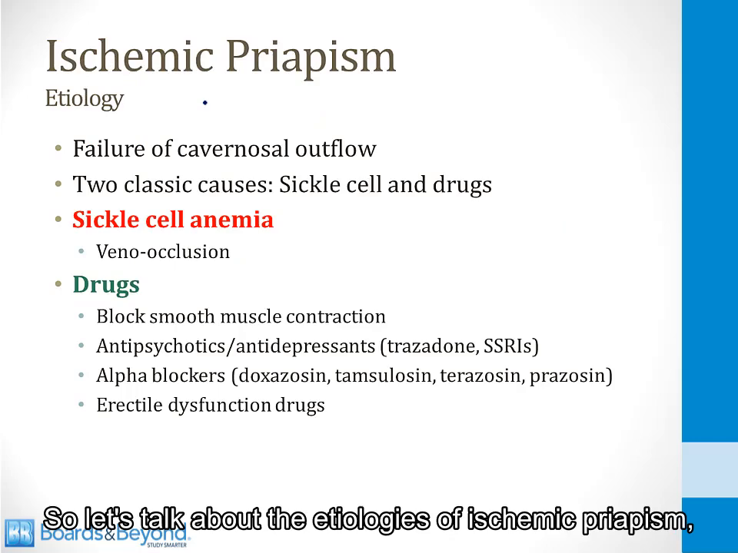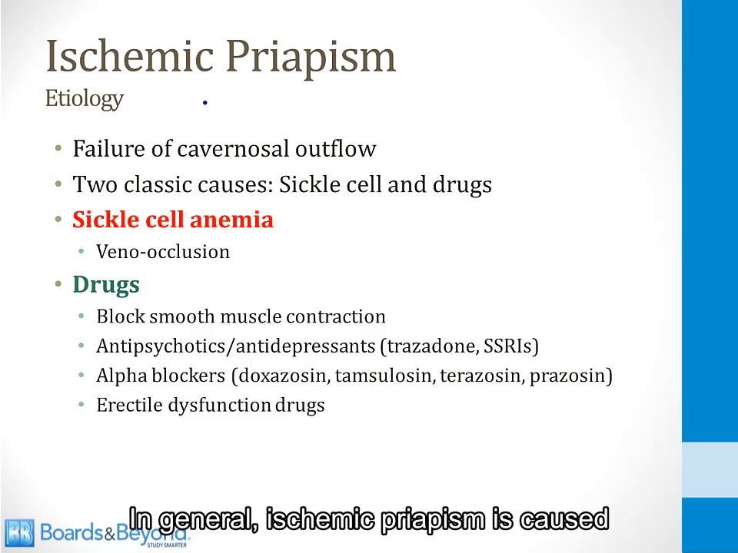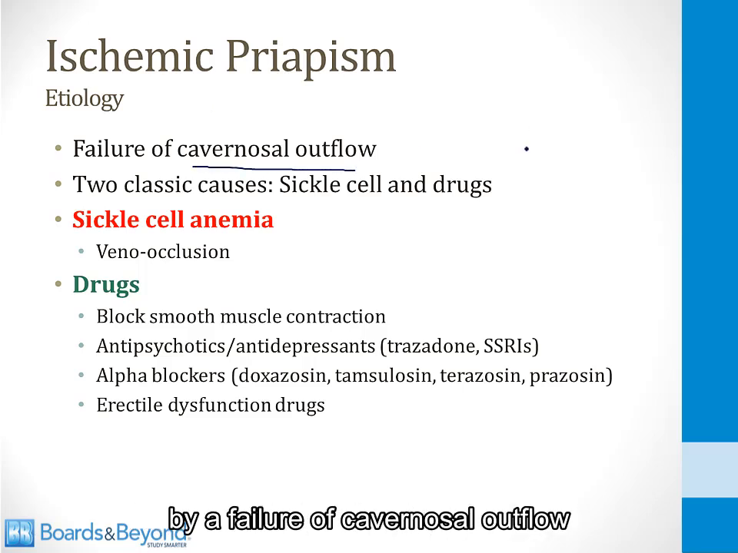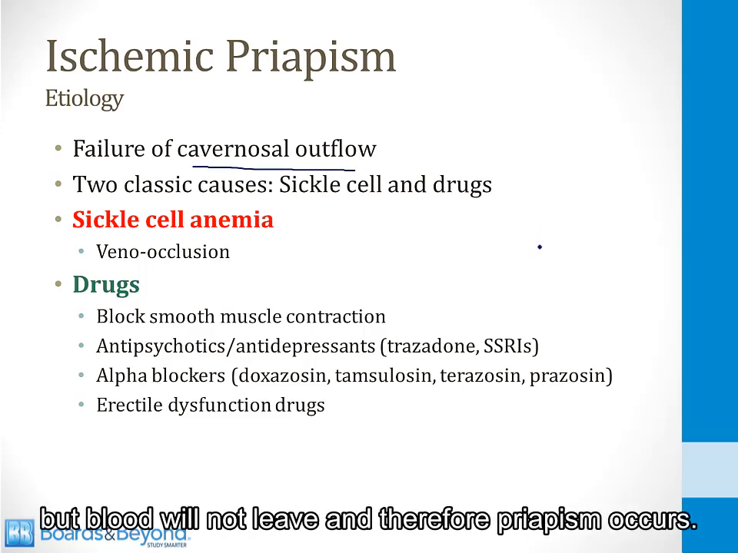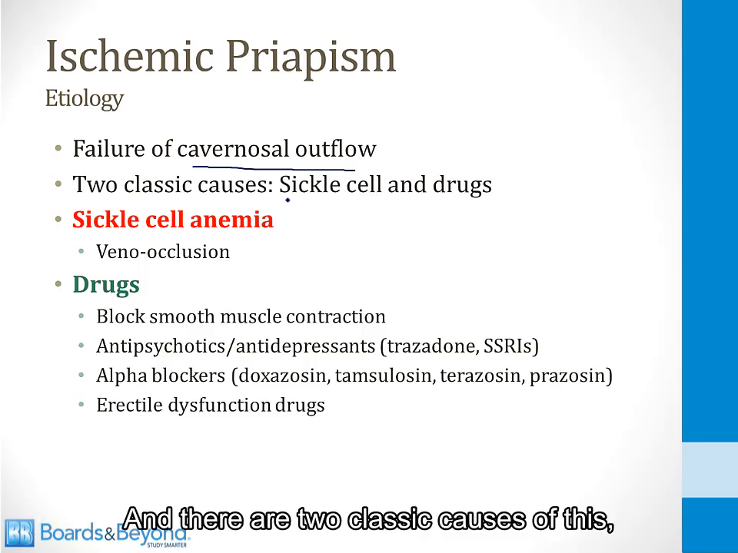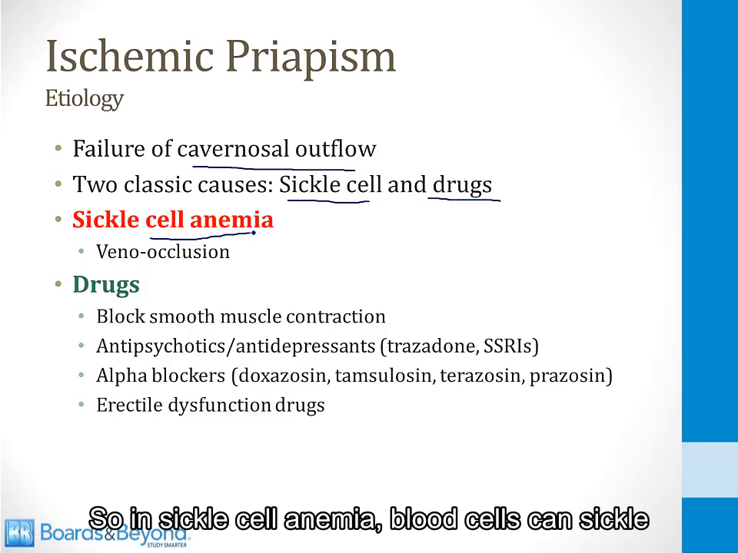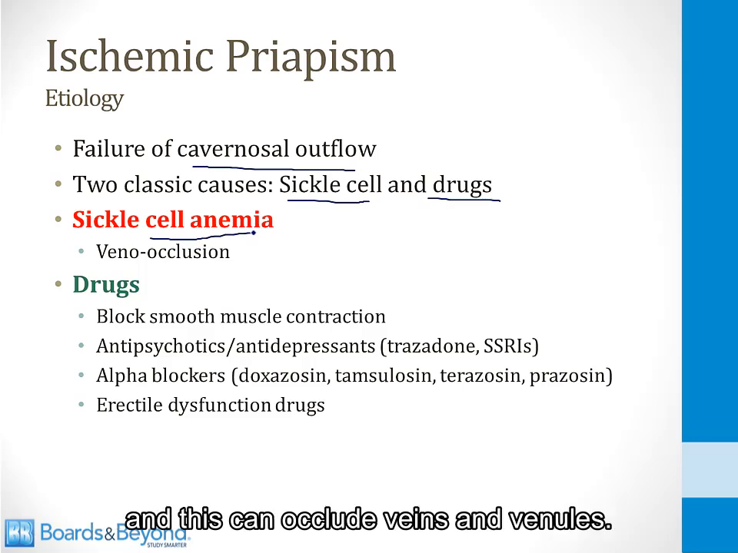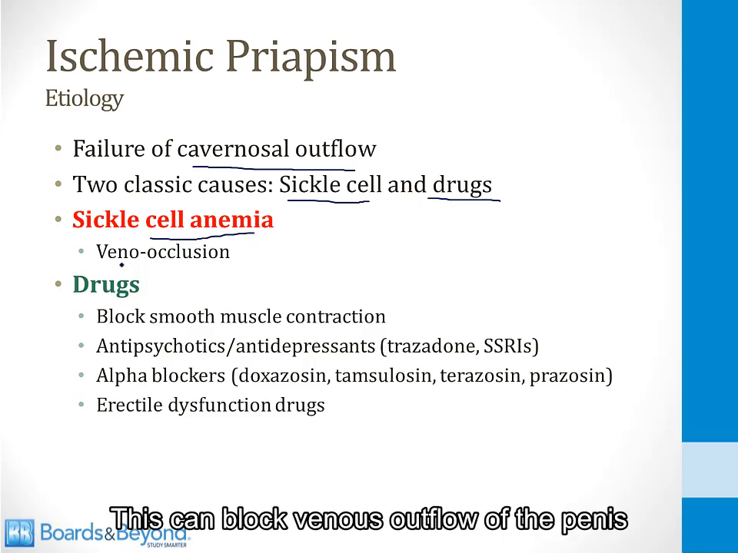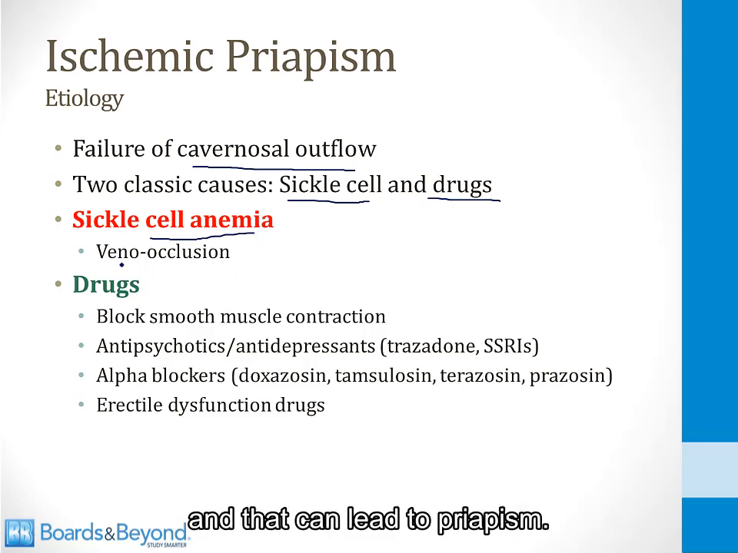So let's talk about the etiologies of ischemic priapism, the more common form of priapism. In general, ischemic priapism is caused by a failure of cavernosal outflow, so the corpora become engorged with blood, but blood will not leave, and therefore priapism occurs. And there are 2 classic causes of this. One is sickle cell anemia, and the other are certain classes of drugs. So in sickle cell anemia, blood cells can sickle, and this can occlude veins and venules. This can block venous outflow of the penis, and that can lead to priapism.